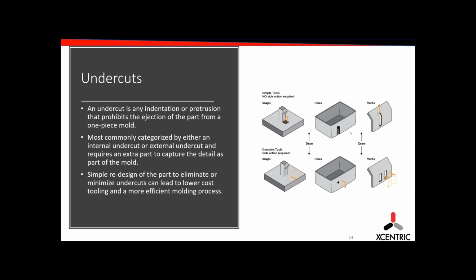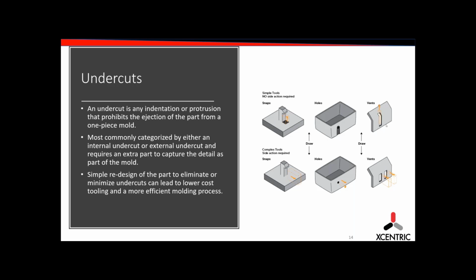And I know when we talked earlier about the mold halves, when you think about those mold halves coming together, if there's an undercut and you would try to separate those mold halves, you would end up breaking the piece or not being able to open the tool because those undercuts are going to lock that in place. Now there's two, commonly characterized as an internal undercut or an external undercut, but they all require an extra part to form that.